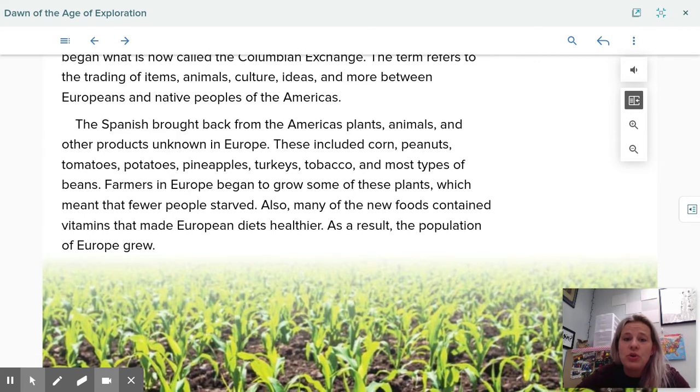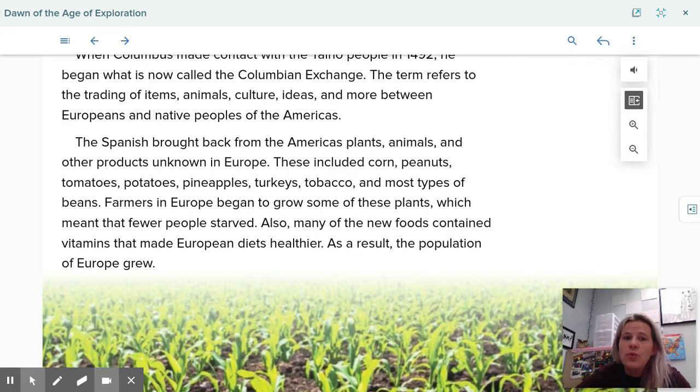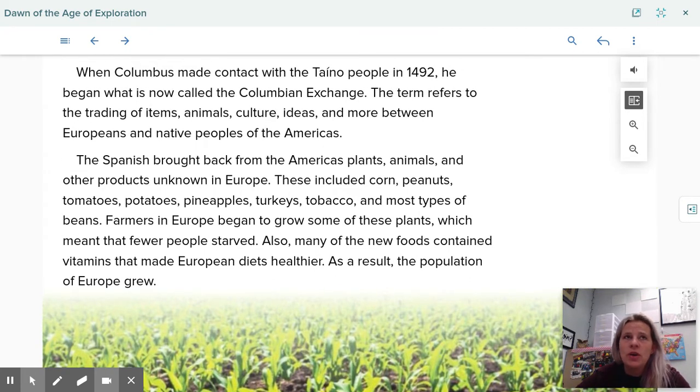Farmers in Europe began to grow some of these plants, which meant that fewer people starved. Also, many of the new foods contained vitamins that made European diets healthier. As a result, the population of Europe grew. So, these items that were in North America were brought back to Spain and other places in Europe and were able to actually help the Europeans with their diet and to survive longer and to feed them so they weren't starving. So that's pretty cool that all started with the plants and animals and things that were native to North and South America.